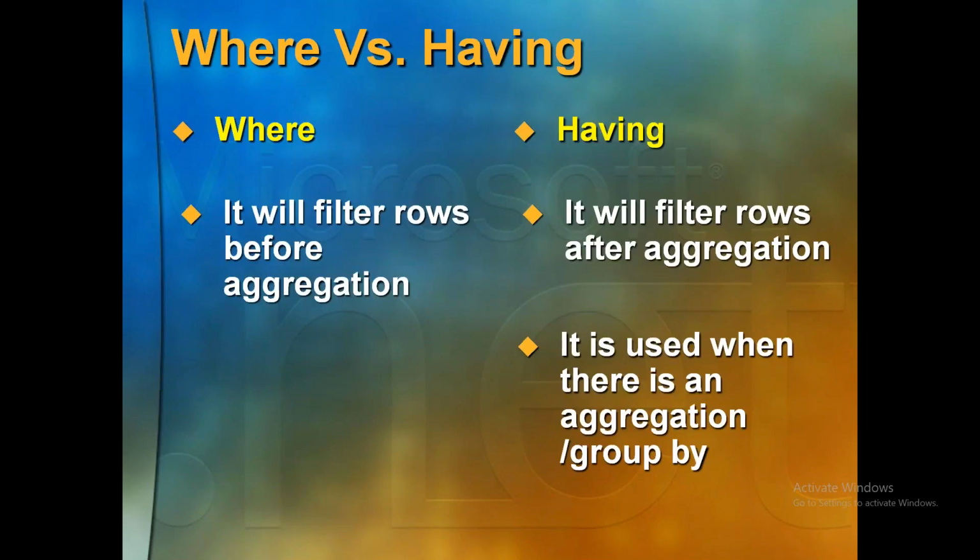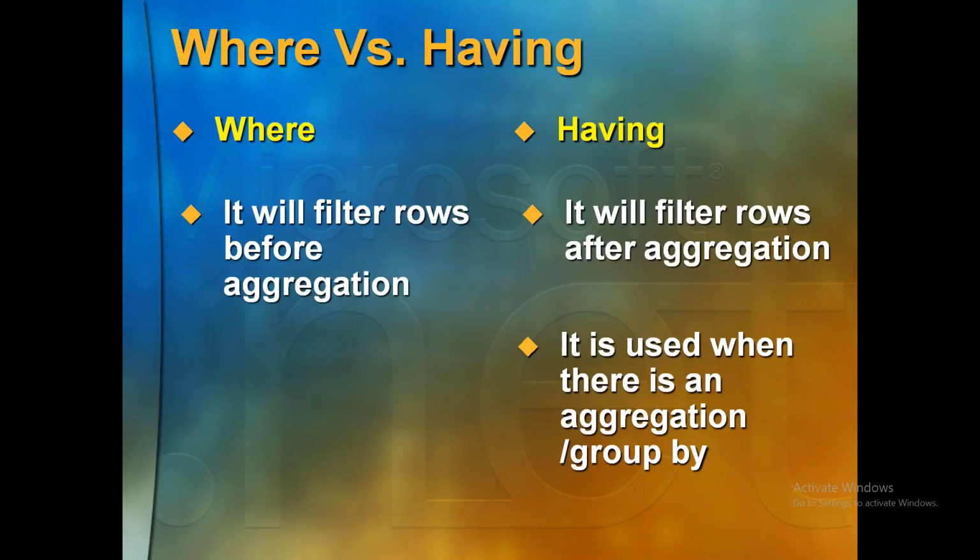So what is the difference between where clause and having clause? Where clause, it will filter rows before aggregation. Having clause, it will filter rows after aggregation. It is used when there is an aggregation and group by. If there is no aggregate function and group by clause, having clause must not be used. Clear? What are the similarities between where and having? Both of them are used to eliminate rows.